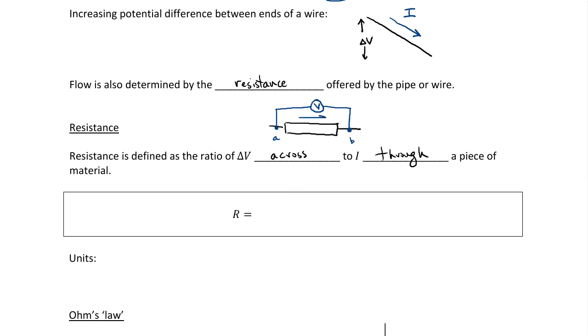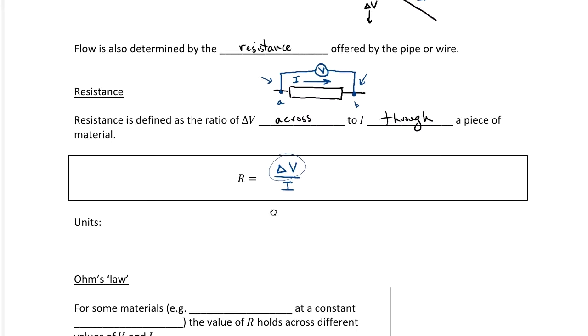The current goes through the resistor. So resistance is defined as the ratio of potential difference across to current through a piece of material. In other words, R, our symbol for resistance, is equal to delta V over I. Just to note that I'm using delta V here, and I'll use it elsewhere, to emphasize that it's a potential difference that we're measuring between 2 points. But you will also see it written just as plain V on its own, and that's acceptable as well.